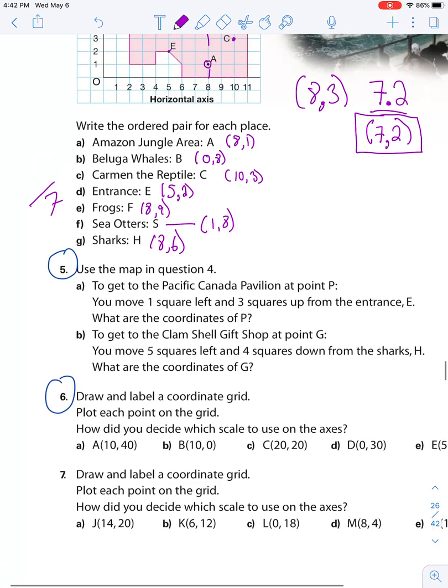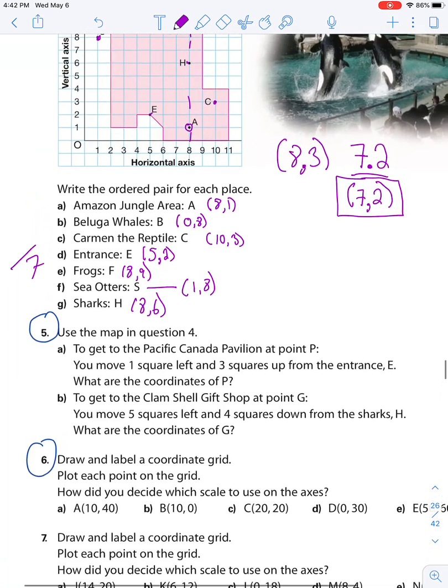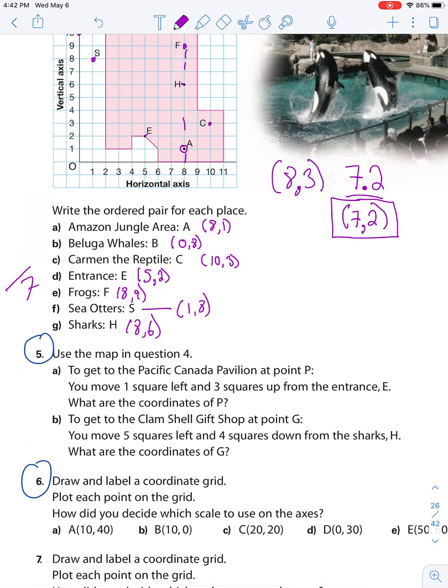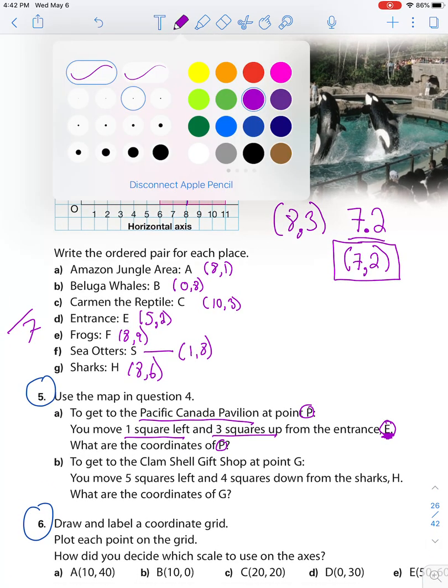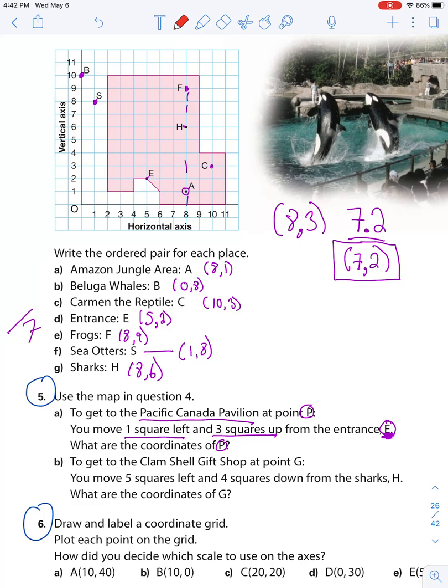All right, next. Okay, so use the map in question number 4 to get to the Pacific Canadian Pavilion at point P, you move 1 square left and 3 squares up from the entrance, which is E. What are the coordinates of P? Okay, so we need to start at E. Okay, so we're starting at E. I'm just going to use a different color for this. Maybe we'll go with red.